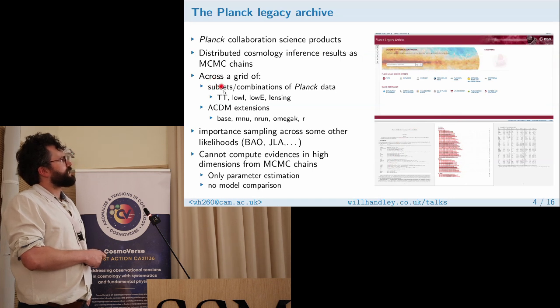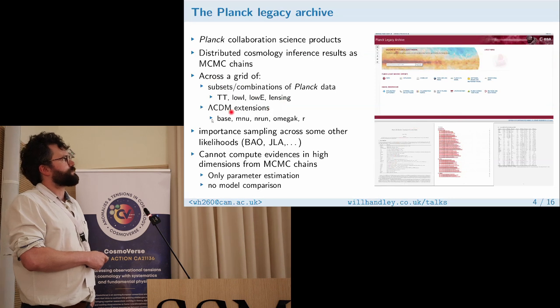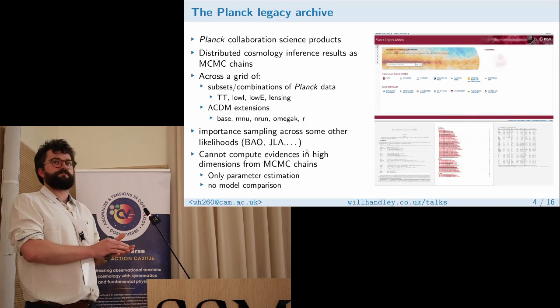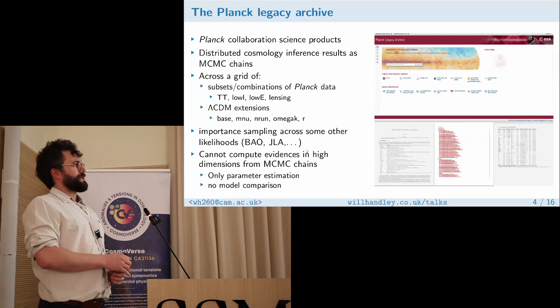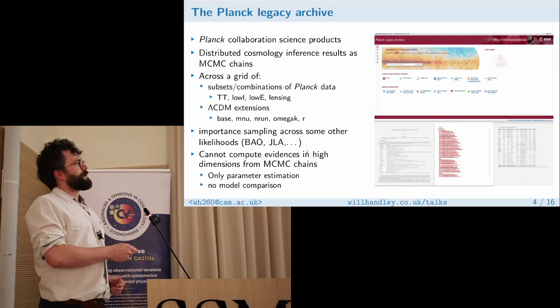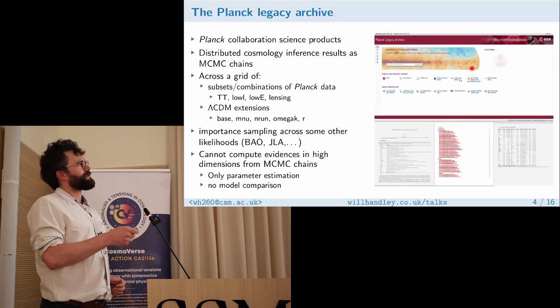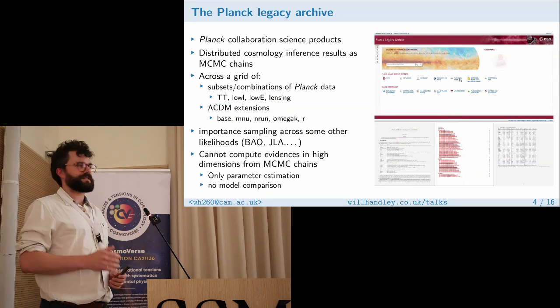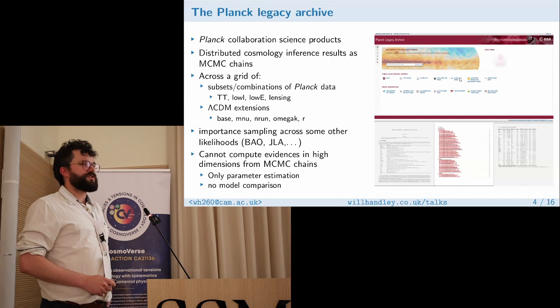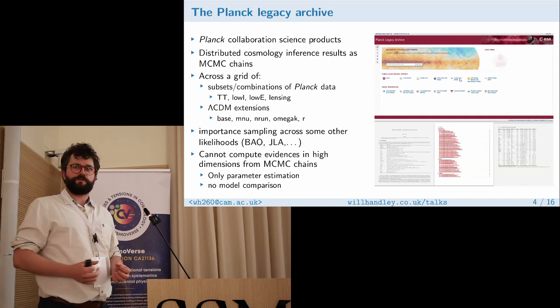Here, this is basically a grid of subsets or combinations of Planck data and various extensions to lambda CDM. So the base lambda CDM model, you put in various kinds of massive neutrinos, running of the spectral index, spatial curvature, tensor to scalar ratio. All these things are put in that big grid, and you can go and click on the PLA, now rather baroque sort of system that they set up in 2013, and download each of those chains in turn. This, however, does not include nested sampling chains because that would have been too expensive.